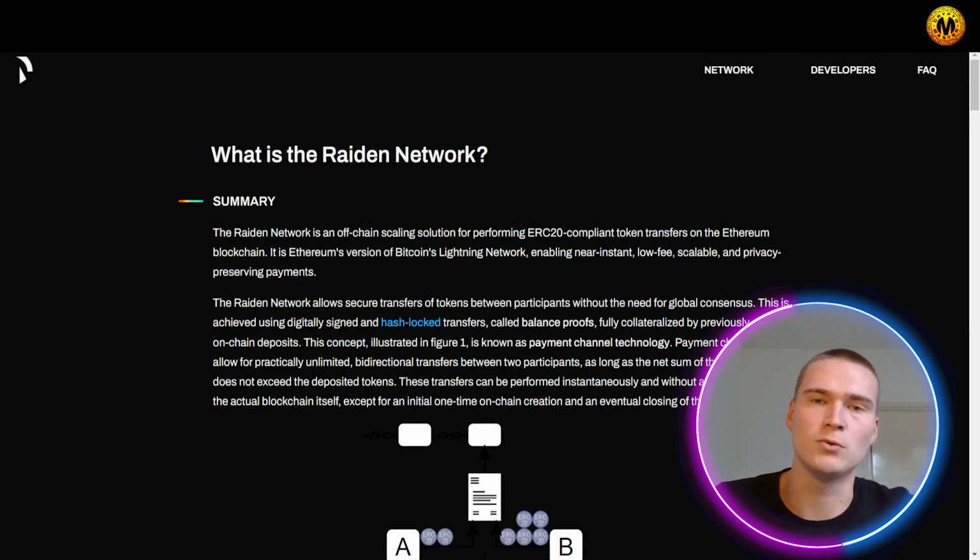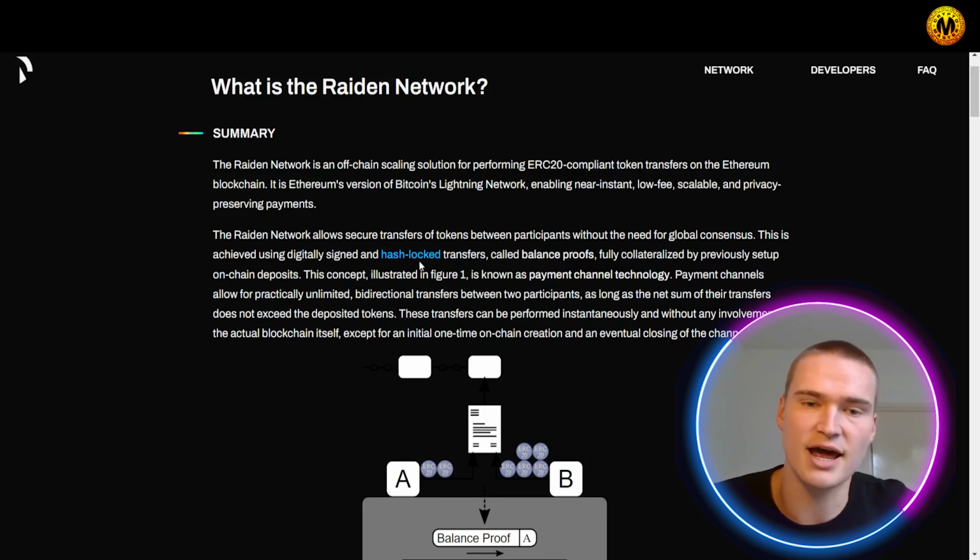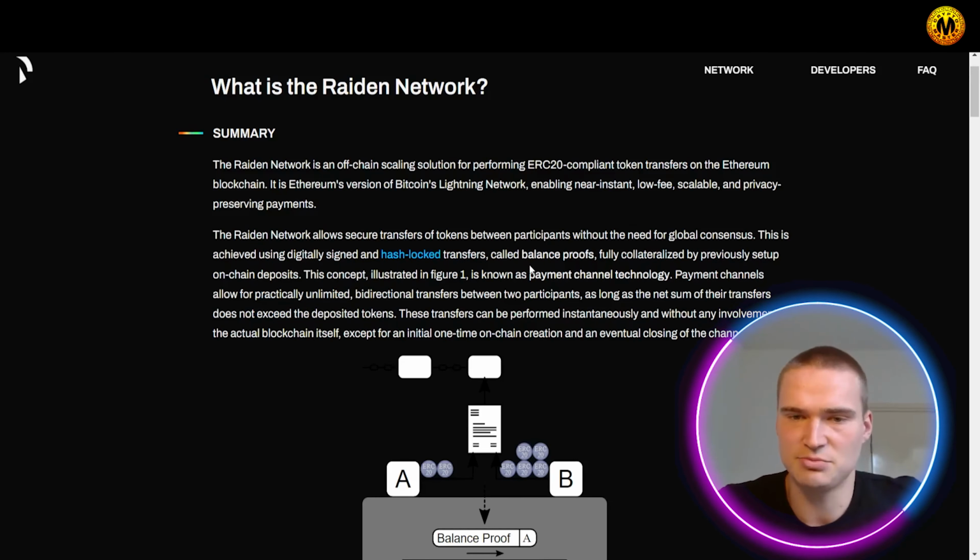So basically how Raiden works, that's what I wanted to talk about now, is that, as we said, it's an off-chain scaling solution for performing ERC20 compliant token transfers on the Ethereum blockchain. What it allows you to do is secure transfers of tokens between participants without the need for global consensus. So that's what makes it off-chain, right? They take the transactions and the transfers off-chain, and there they perform their consensus, so you don't need that global consensus and you don't need those high fees. How they do that is it's achieved using digitally signed and hash-locked transfers called balance proofs, fully collateralized by previously set up on-chain deposits.